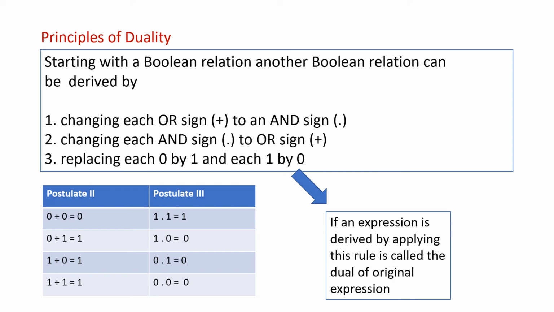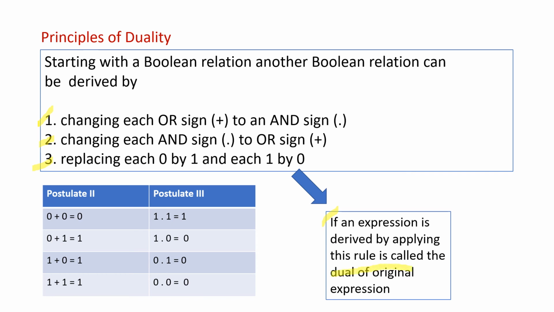Now let us try to understand the principle of duality. If we take any Boolean expression, another Boolean expression can be derived by applying these three rules. That is, changing each OR sign to an AND sign, changing each AND sign to an OR sign, and replacing each 0 by 1 and each 1 by 0. And the expression which is derived by applying these three rules is called the dual of the original expression.